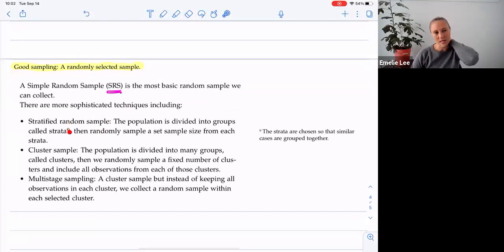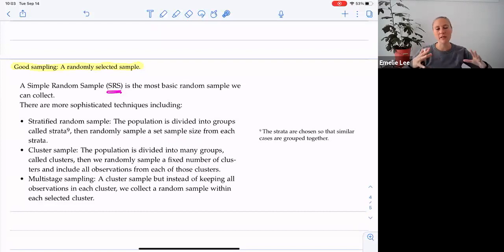So a stratified random sample is when the population is divided into groups that we call strata. There's a little footnote here that says the strata are chosen so that similar cases are grouped together. So for example, strata might be, at the college, the program that you're in. Each program would be its own strata. In terms of Kelowna, the area that you live in might be its own strata. And then you randomly select a sample of the same size from each strata.